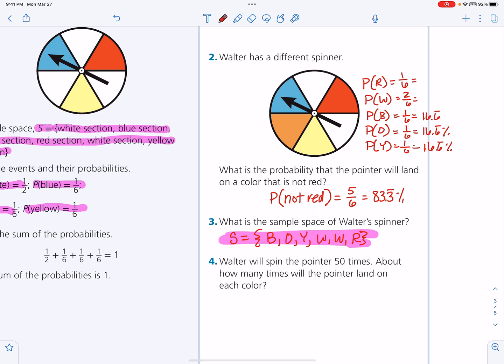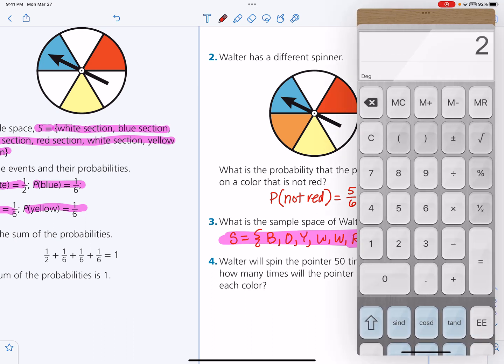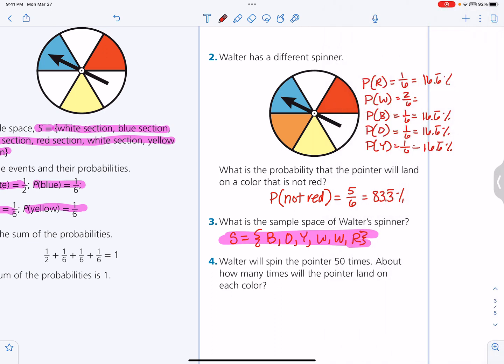So I'm just showing you this because you are going to have to do this for your test, is the sample space and the list of probabilities, and that's a probability model. Okay, 2/6 is 0.3 repeating, so 33.3 repeating percent. Okay, so this along with the sample space is what you'll need to do.